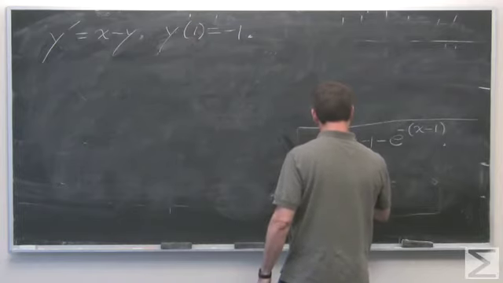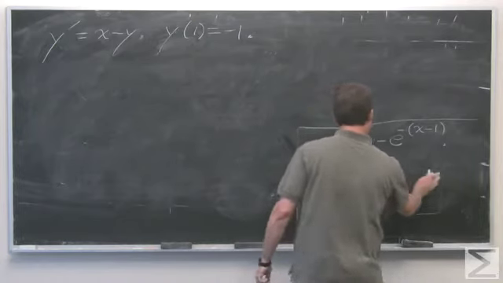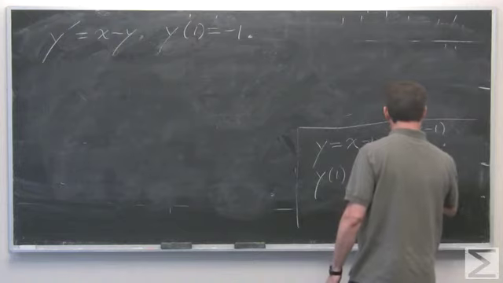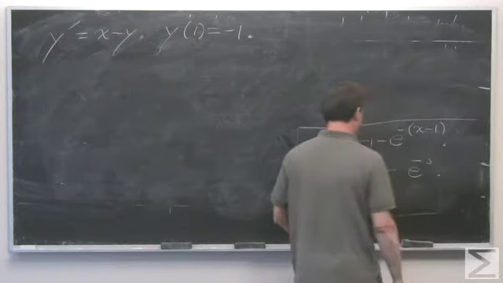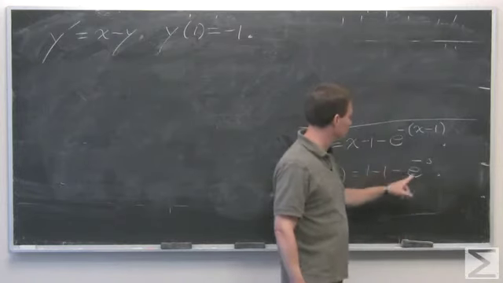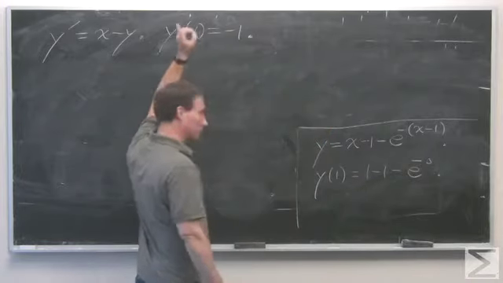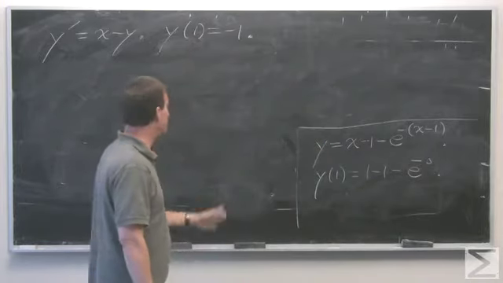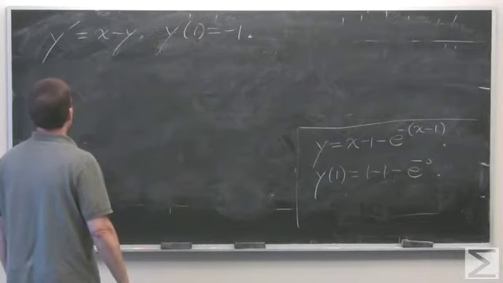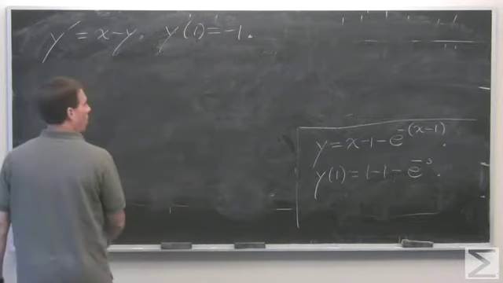Y at 1, when x is 1, you get 1 minus 1 minus e to the minus 0. That's 0, but then this is 1, so minus 1. Yes, we're getting minus 1. Good, good. Our solution satisfies the initial condition. Always good. And then y prime.